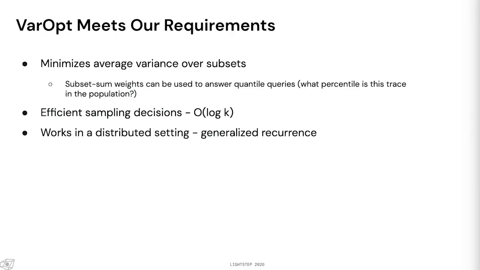And VarOpt meets our requirements. It minimizes the average variance over the subsets. And we care about subsets here. This might not be intuitive, but we care about the subsets because subset sum weights can be used to answer the quantile queries that we care about, like what percentile does this trace belong to in the population. It makes sampling decisions very efficiently in O(log k) time, where k is the number of items we care about keeping. And it works in a distributed setting.